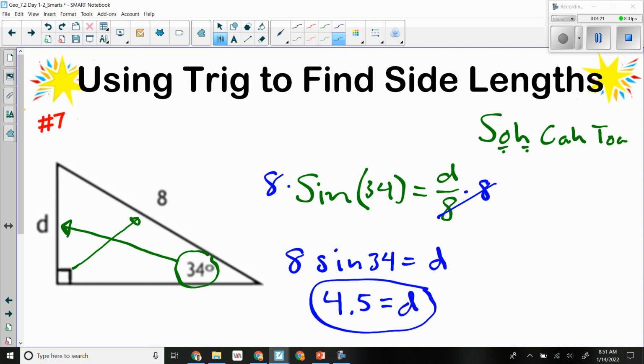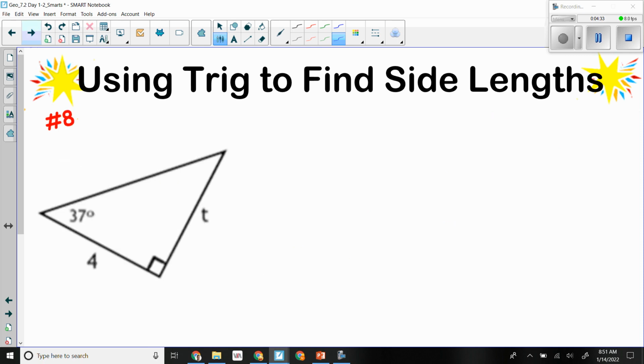4.5 equals D. Okay. Now, one way you can check this if you put it back into your problem is, remember, our hypotenuse is always going to be the longest side. So as long as this is smaller than that, we probably did it right. Okay. Let's try number 8.